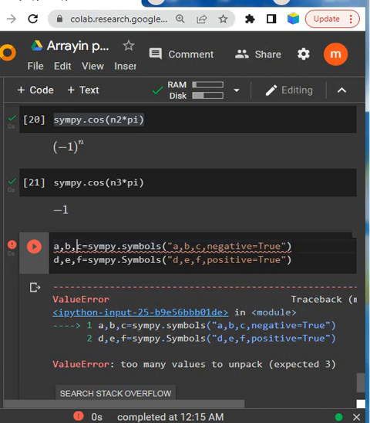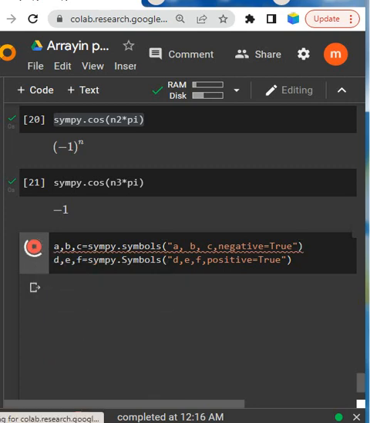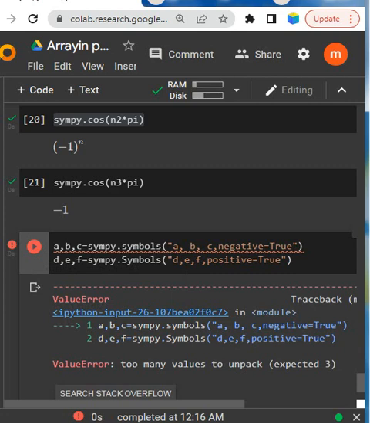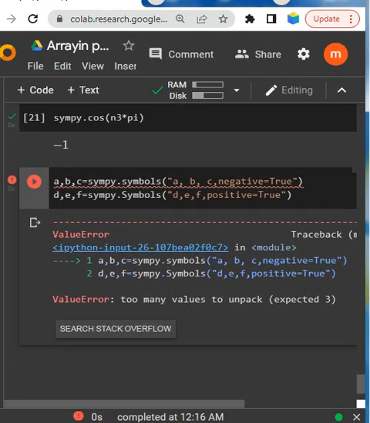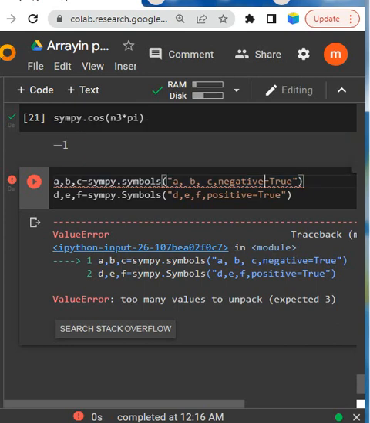Sympy.symbols. It is possible, sometimes my internet is not working, so it may be possible. But I don't think so. Okay, let's see. Don't worry, I will try to solve it after some time.